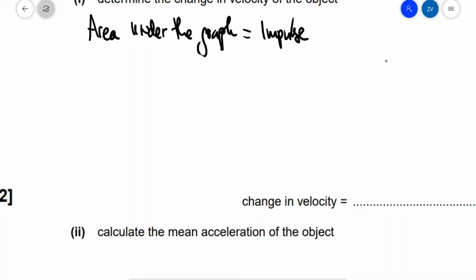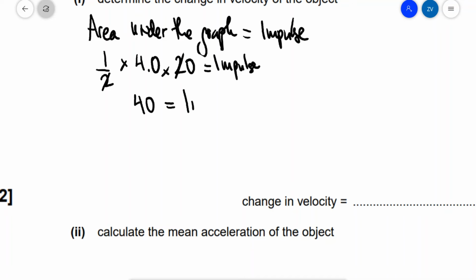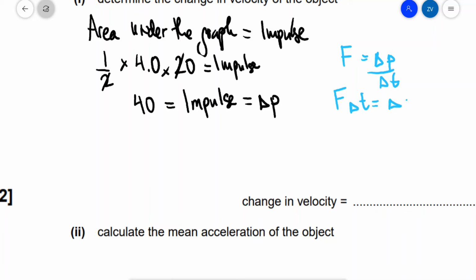Okay, so once again, the area is just a half times base times height, so a half times 4.0 times 20, and this will be equal to our impulse. So this is just equal to 40 newton seconds, and this is our impulse. Now remember, impulse is actually equal to our change of momentum. Why is that? Well, remember Newton's second law. We'll just use that in a different color on the side. Newton's second law says that the net force is equal to the rate of change of momentum, delta P divided by delta T. If we just rearrange, F delta T will be equal to the change in momentum.